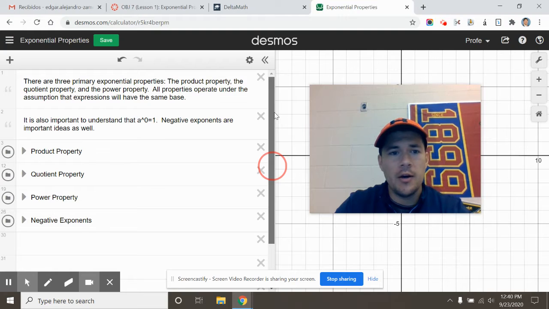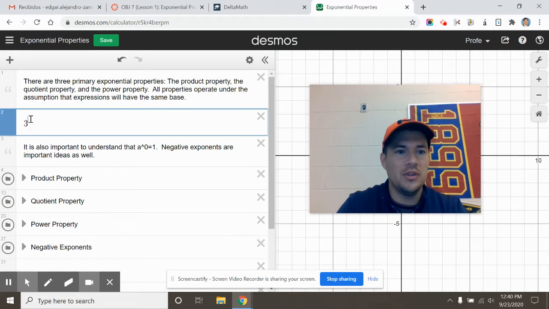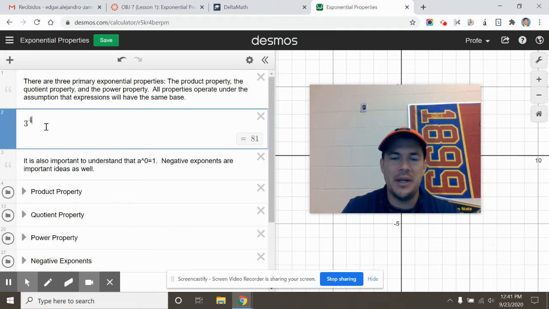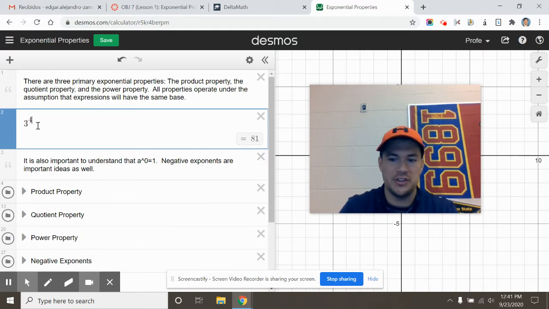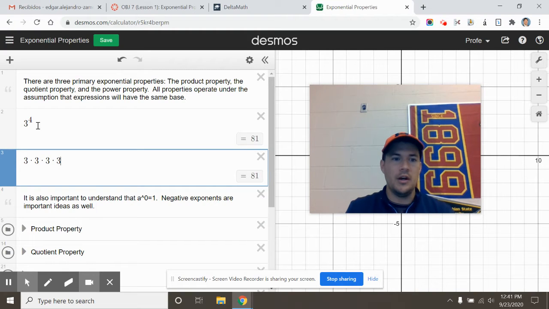Exponential properties. Let's start by talking a little about what an exponent is. You probably remember that it's a little number as a superscript on top of a base, and what it means is you need to multiply this base by itself the number of times the exponent tells you. So 3 to the 4th, for example, which is equal to 81, is the same as saying 3 times 3 times 3 times 3.